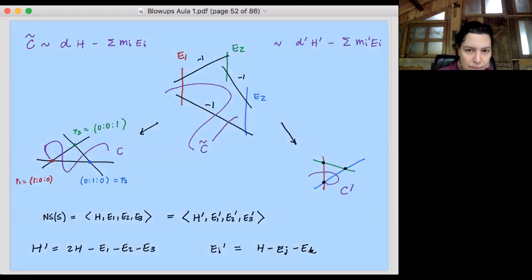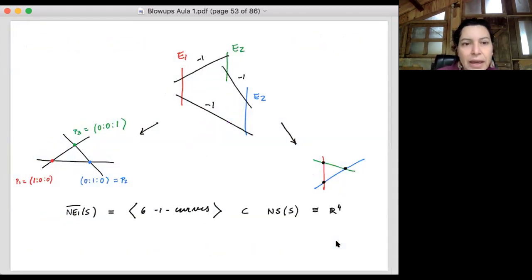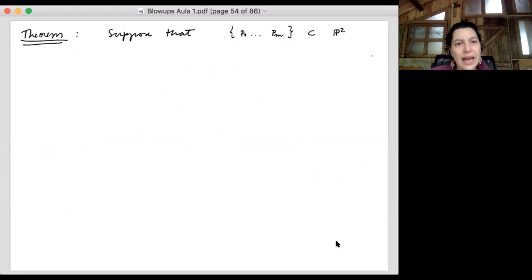Okay, so in this case, you can again show that the cone of curves of the surface is generated precisely by these 6 -1 curves. And let me now state a general theorem.